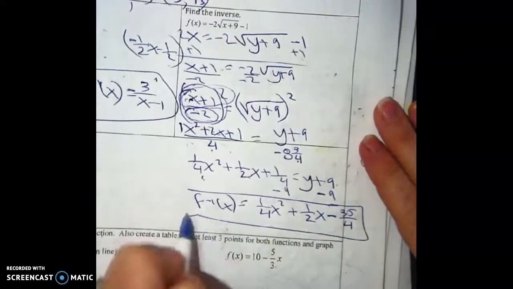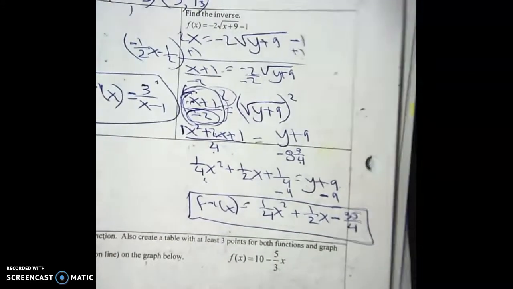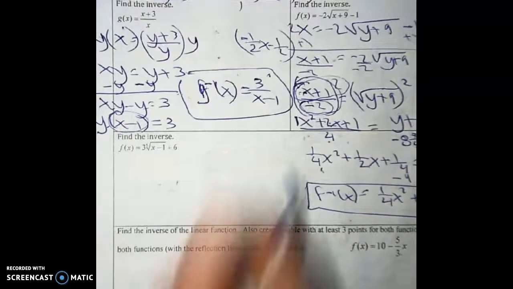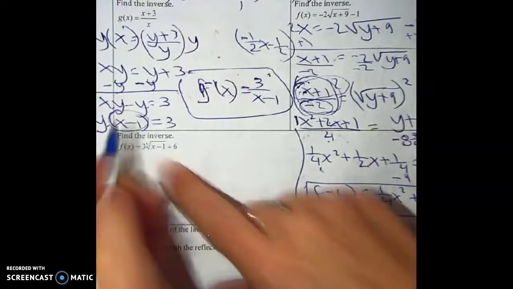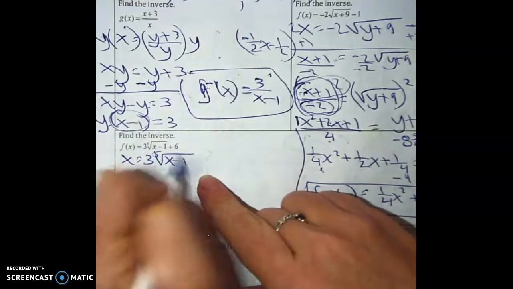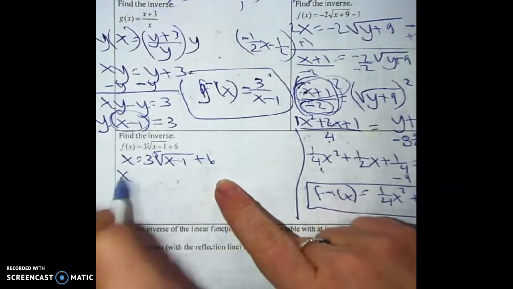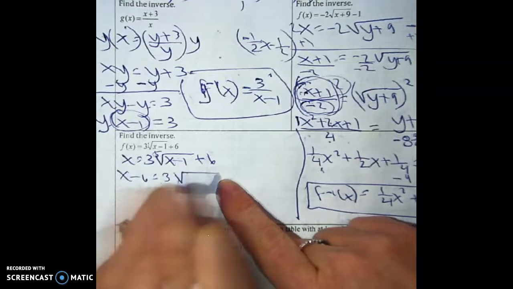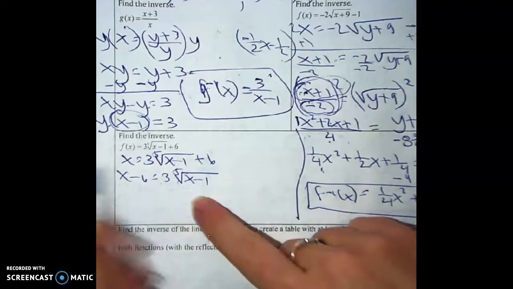All right. Find the inverse of this one. Hopefully it doesn't take up that much space. I think it will. Switch the x and the y. Is that the fifth root? Subtract 6. Divide by 3.